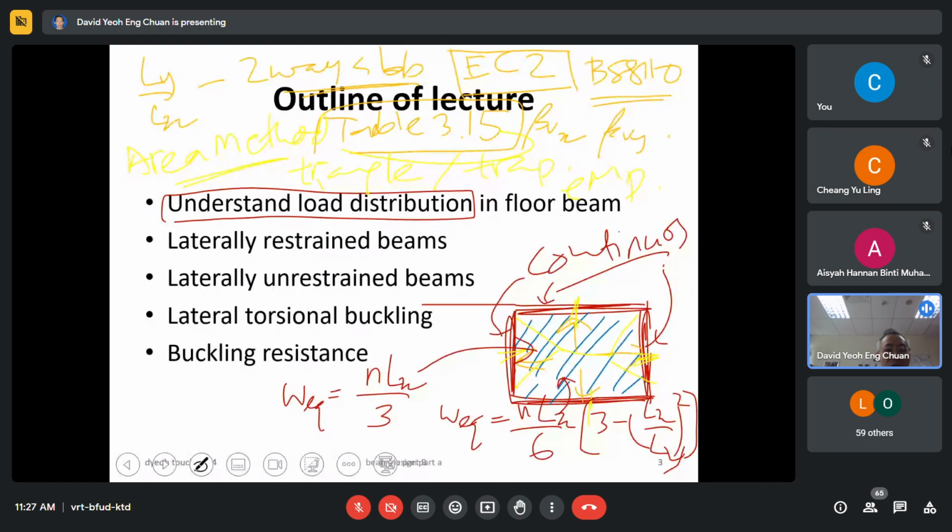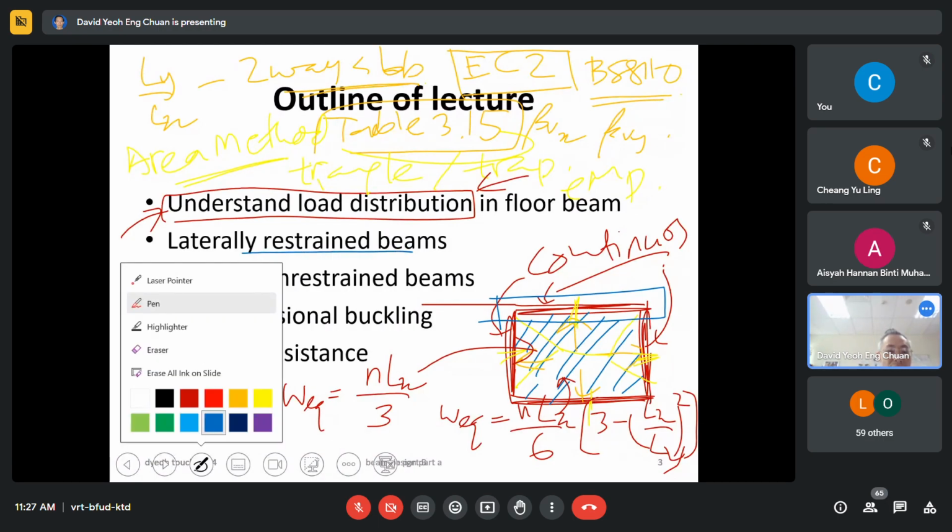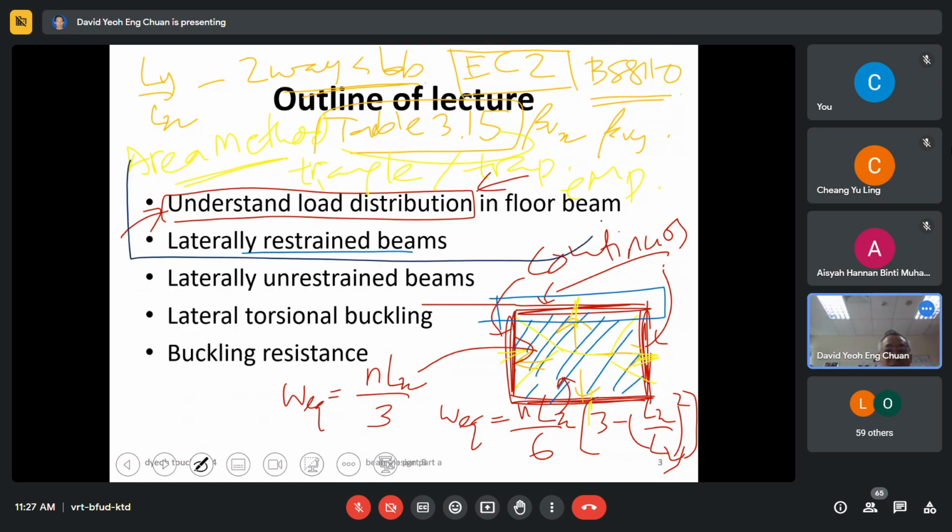Okay, so this is the load distribution part which you need to know, because when we design the beams, for example, we need to find out what are the loads coming from the slab. In this outline, in this lecture, we also have restraint beam. We want to cover this part here for today, mainly on this one. Then the other one will be in the next classes.